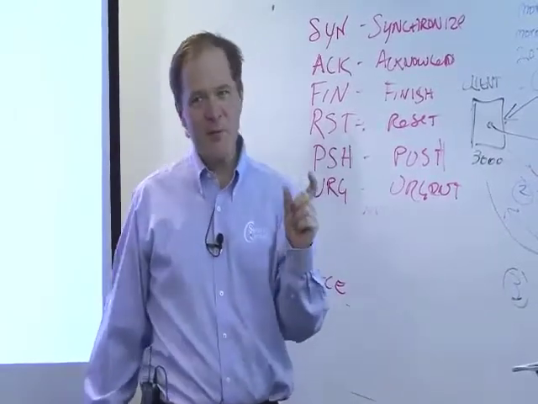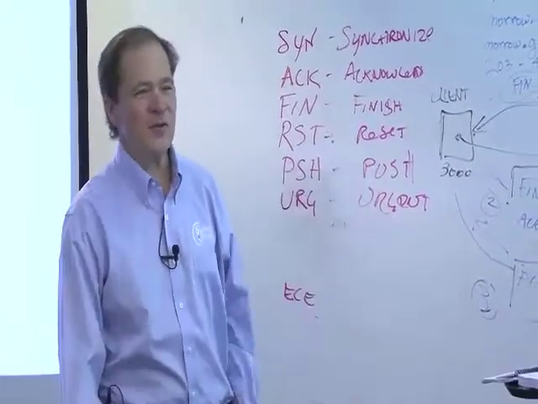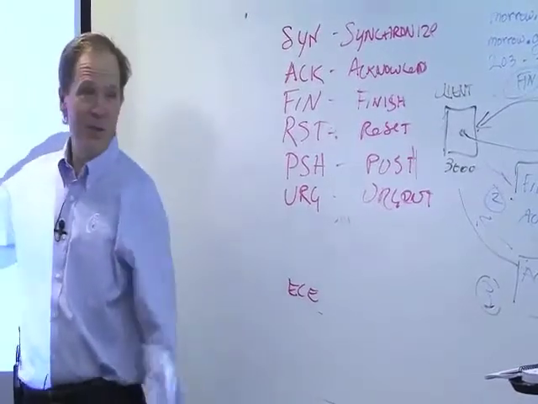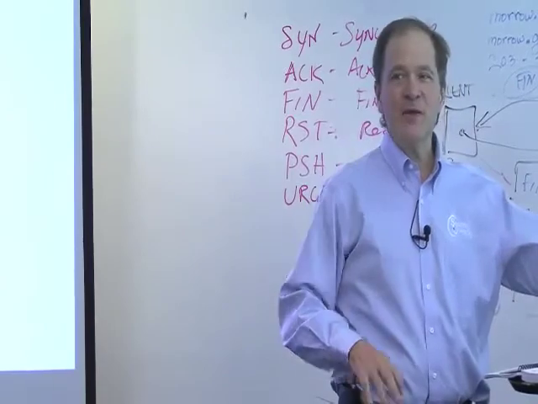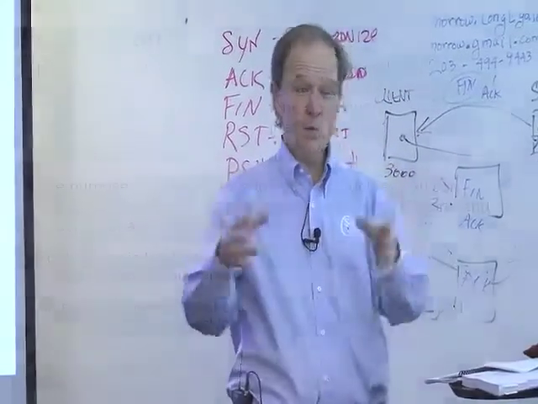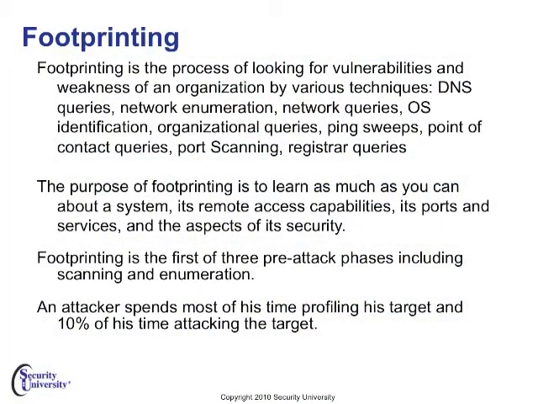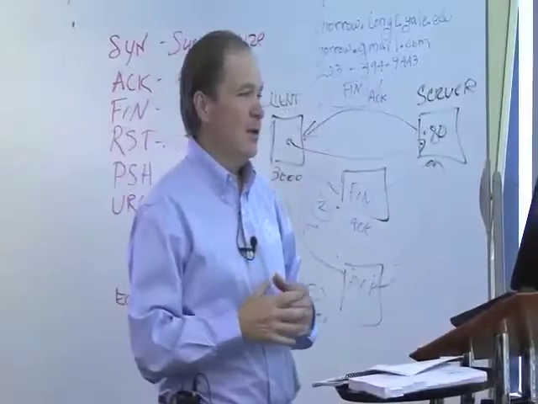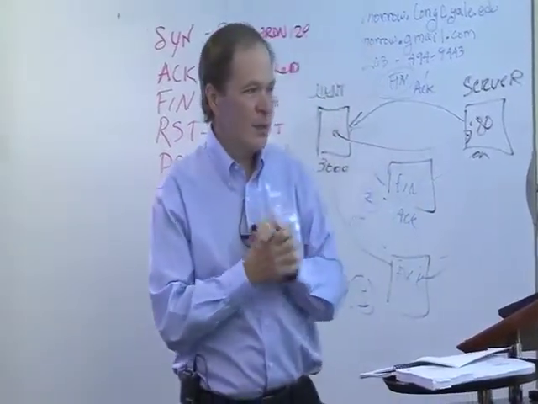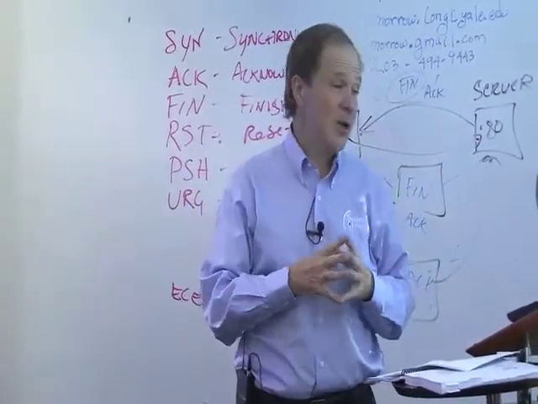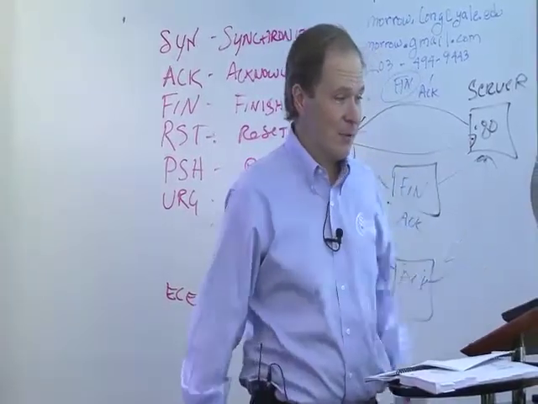Just because something is listening at a port doesn't mean that it's actually the service that you think is running there. And it could be a specific version of that software, right? And then you can blueprint the network. That is, find out how the machines are connected, what routers are between them, what IP addresses are in use. Footprinting is looking for vulnerabilities and weaknesses by using DNS queries, network enumeration, a whole variety of network queries and OS ID, etc. This is to learn as much about a system or a network as possible and its remote access capabilities.